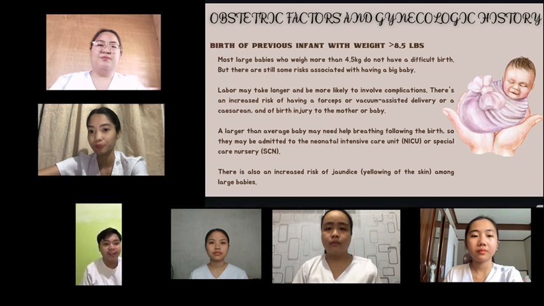Obstetric factors and gynecologic history. Birth of previous infant with weight of 8.5 pounds. Most large babies who weigh more than 4.5 kilograms do not have a difficult birth, but there are still some risks associated with having a big baby. Labor may take longer and be more likely to involve complications.